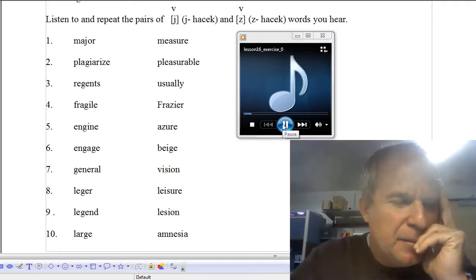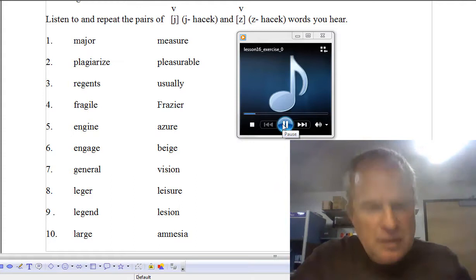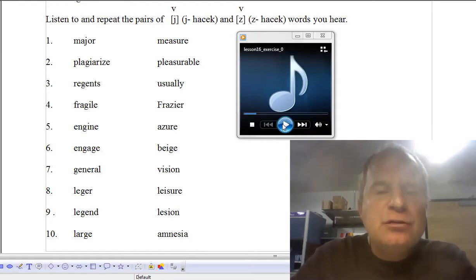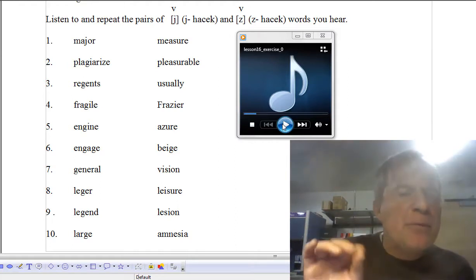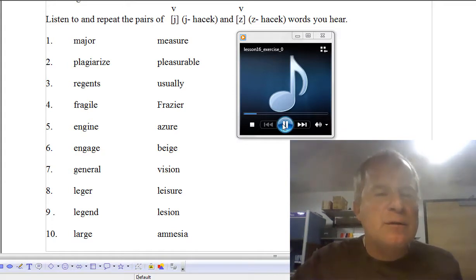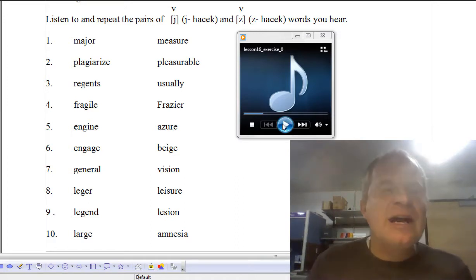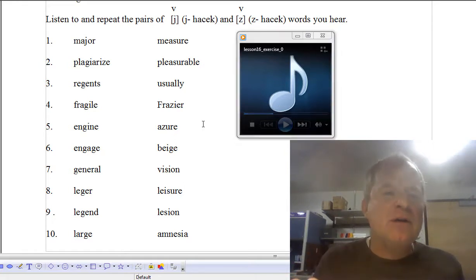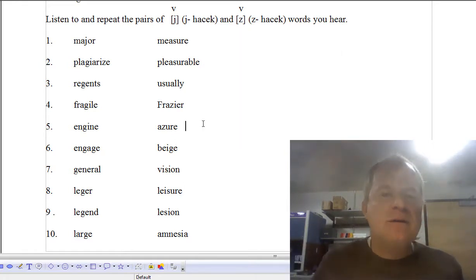maJor. maJor. Now the first word is maJor. maJor. maJor. measure. So you did not clearly pronounce that first pair of words. Plagiarize. Pleasurable. A little bit better. Plagiarize. Again, plagiarize. Regent. Usually. Regents. Regents.